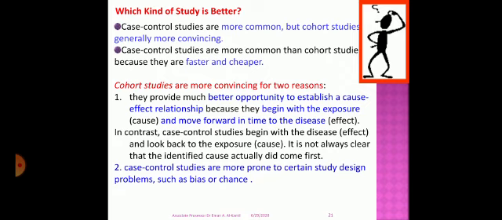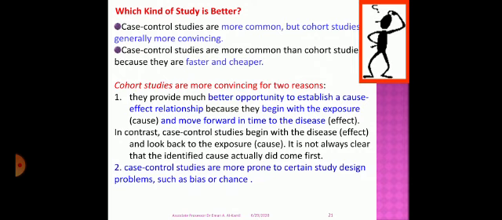The case control studies are more common than the cohort because they are faster and cheaper. While the cohort study is more convincing for two reasons: they provide a better opportunity to establish a cause-effect relationship, as we mentioned, the exposure, then the occurrence of the disease, which is the time sequence or the temporality. And also the dose response relationship can be estimated from the cohort study.